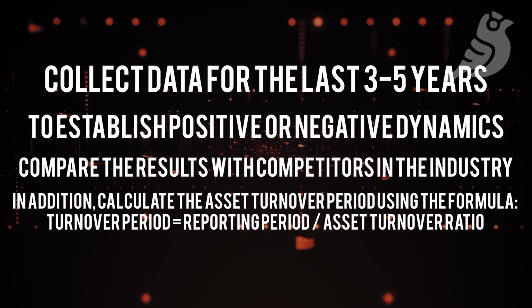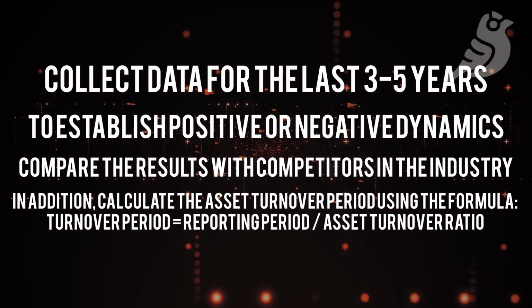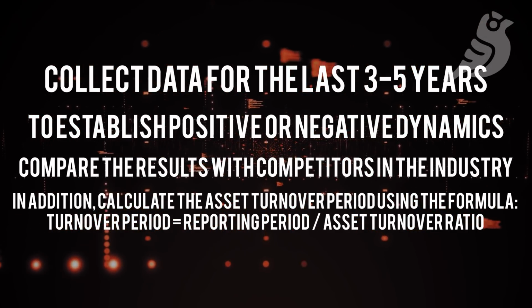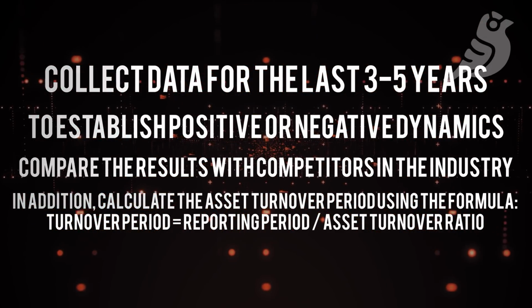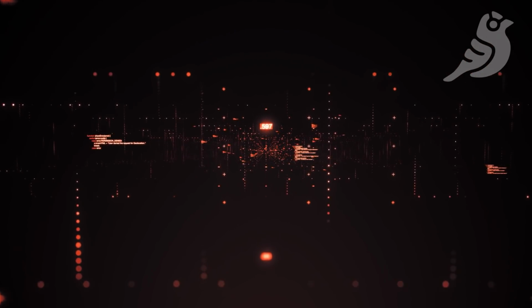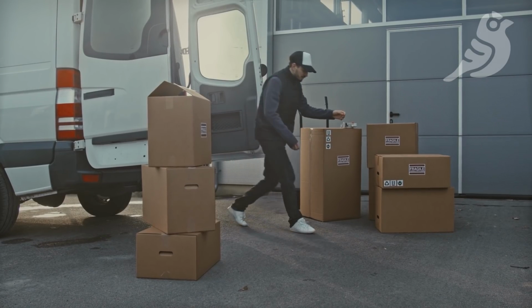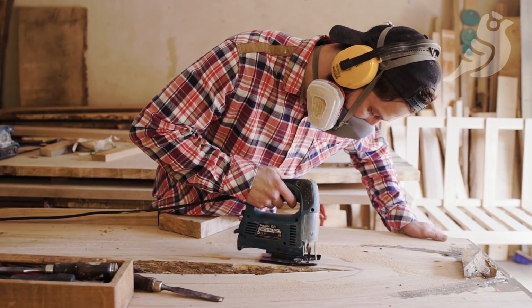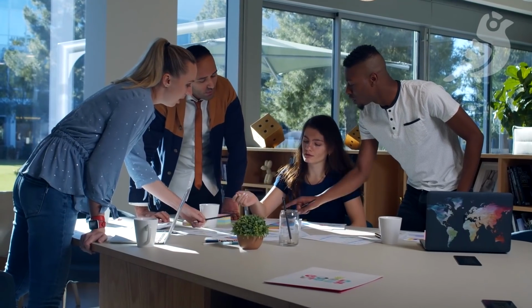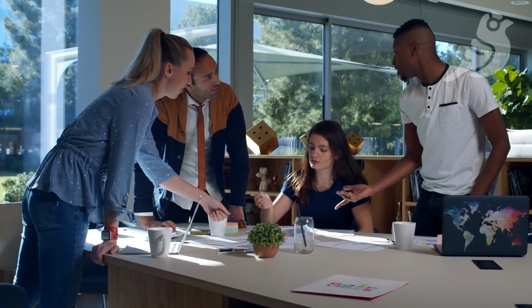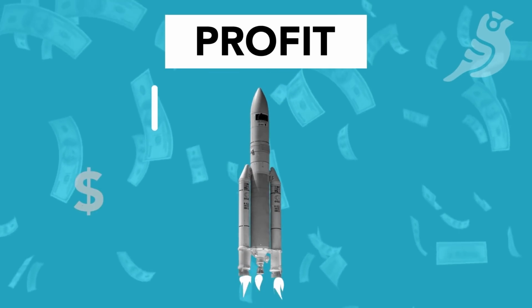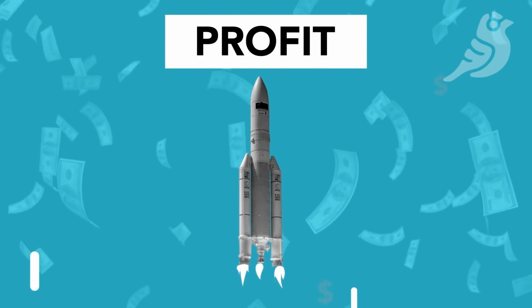In addition, calculate the asset turnover period using the formula. Turnover period equals reporting period divided by asset turnover ratio. The lower the value, the higher the intensity of use of the company's assets. In the areas of wholesale and retail trade, the period of asset turnover usually is less than in industry and construction. The turnover indicators are most valuable for internal information users, for the company's management. The growth of turnover indicates an increase in the efficiency of the use of assets.